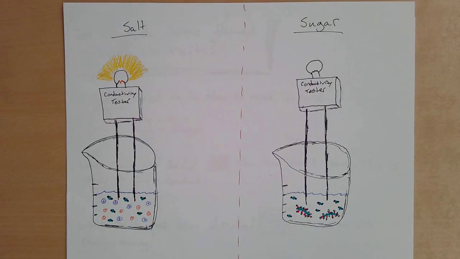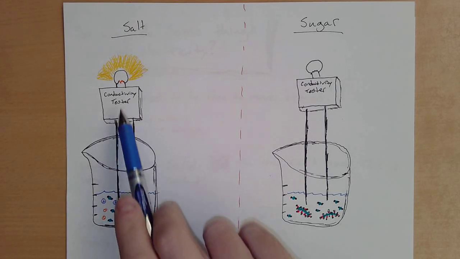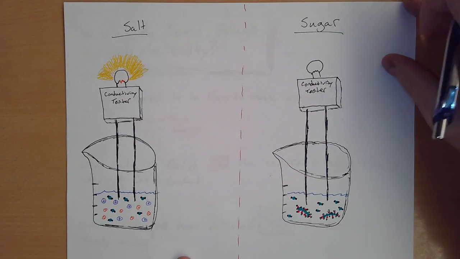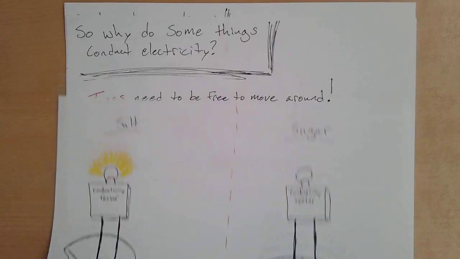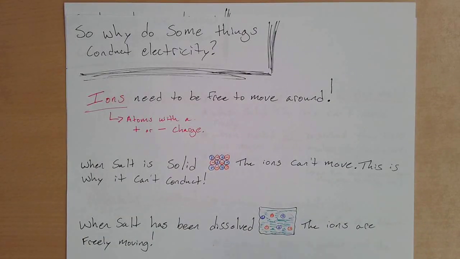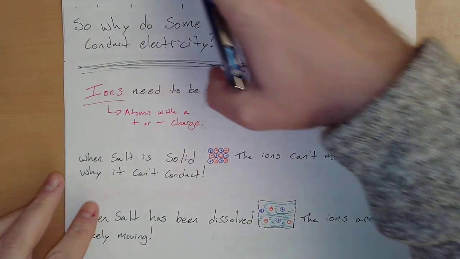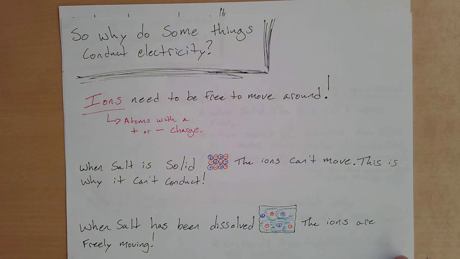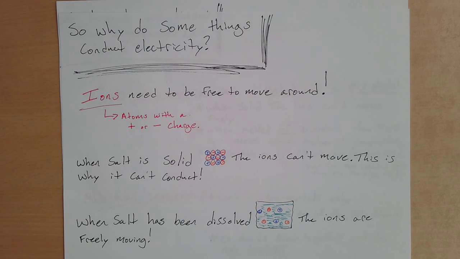And when we tried it with a conductivity tester, this one was letting my light bulb go off, and this one, nothing happened. Or nothing should have happened, right? So why do some of these things conduct electricity? Well, some of these things conduct electricity because they have ions floating around. So those are the atoms with those positive or negative charges. They're not those neutral ones.